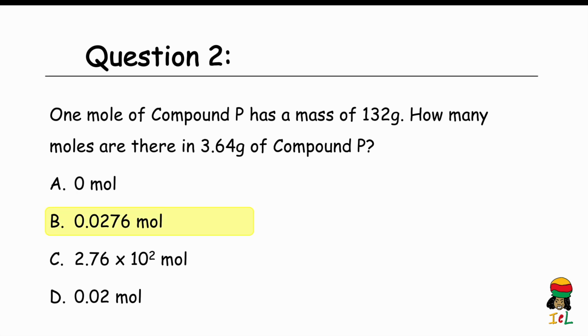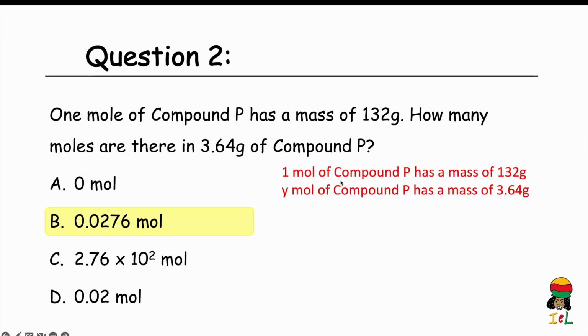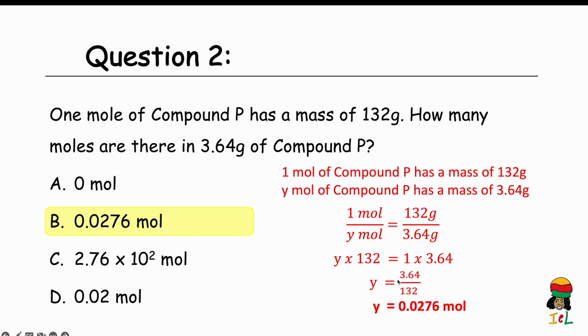The answer is B, 0.0276 mole. So let's look at our proportion statements. We know that 1 mole of the compound P has a mass of 132 grams. That was given to us in the question. And we want to find how many moles of compound P has a mass of 3.64 grams. So we set up our ratios, mole over mole, grams over grams. Starting with our unknown, we find our cross product. So Y times 132 is equal to 1 times 3.64. We rearrange our equation to make Y the subject of the formula. We end up with Y is equal to 3.64 divided by 132, which works out to be 0.0276 mole.